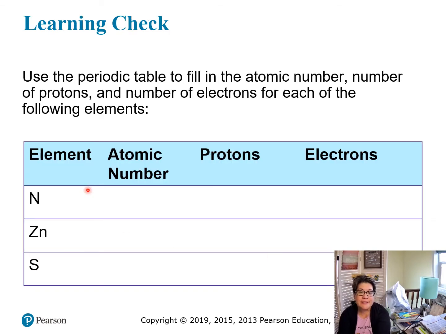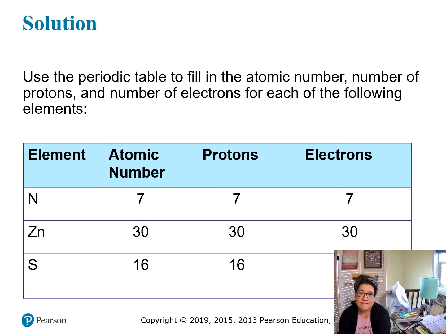Let's see if you can fill this in. Find nitrogen, zinc, and sulfur, write its atomic number and the number of protons and the number of electrons. Let's see if we can do that. And there's the answer. Hopefully you got those right.